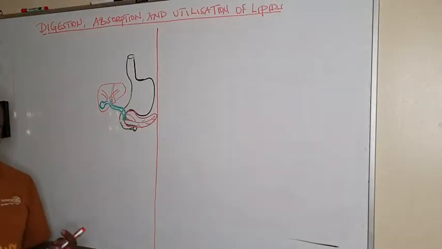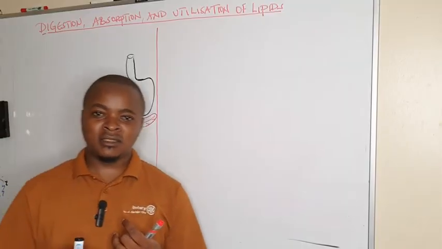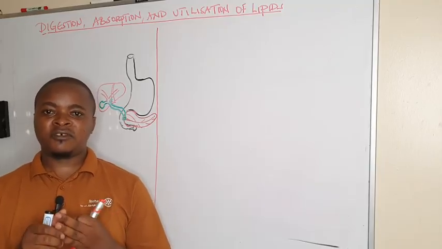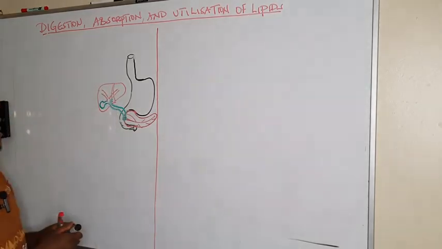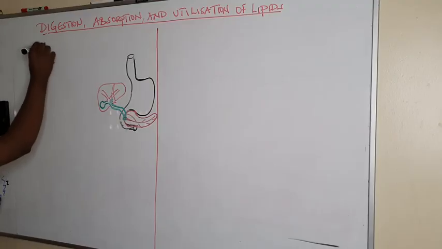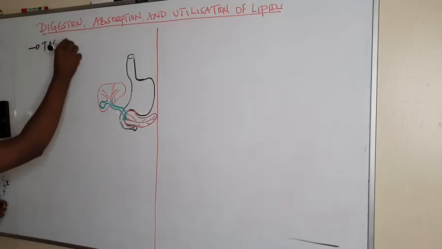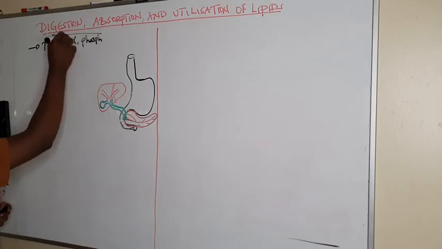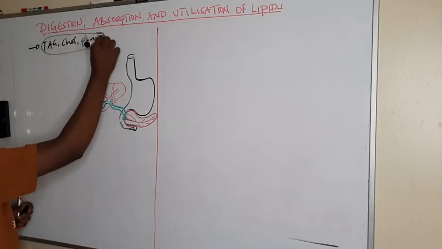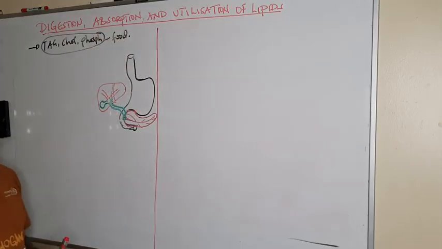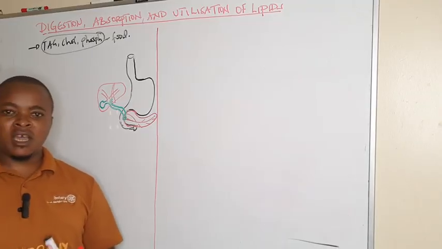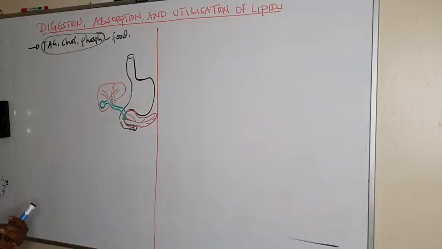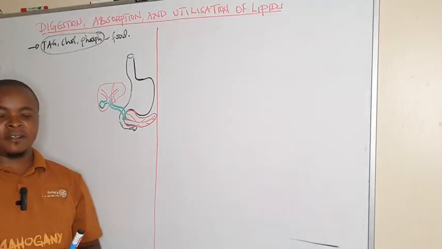We want to see what happens when we take food which contains lipids like triglycerides, cholesterol, and phospholipids. In other words, the food which we take contains triacylglycerol, cholesterol, and phospholipids. These are the major components we eat in a fatty meal. We want to see how these food products are digested, absorbed, and utilized in the body.